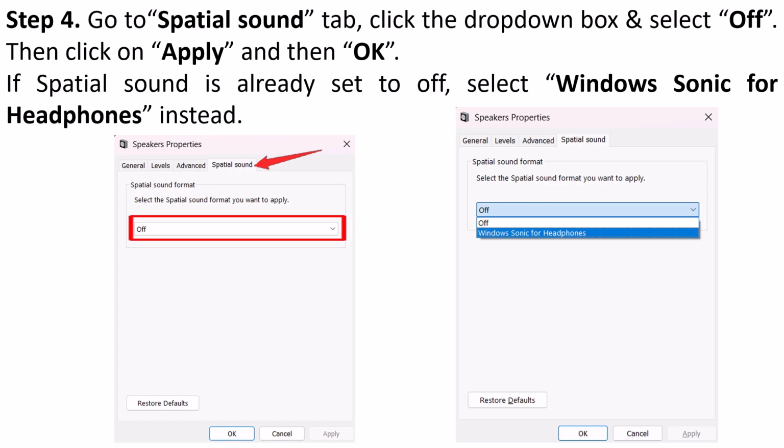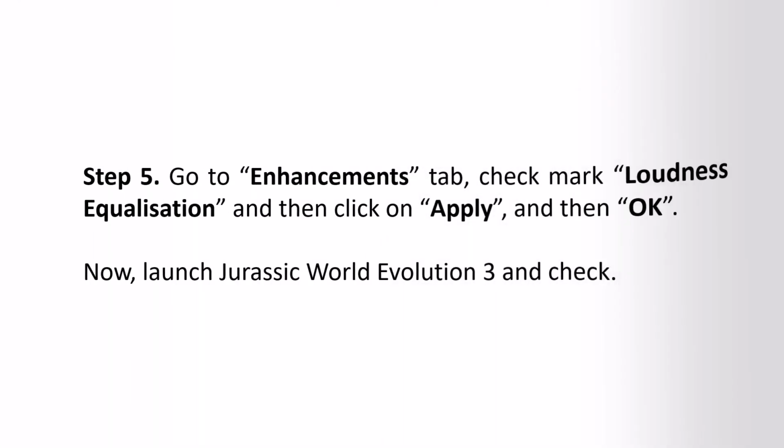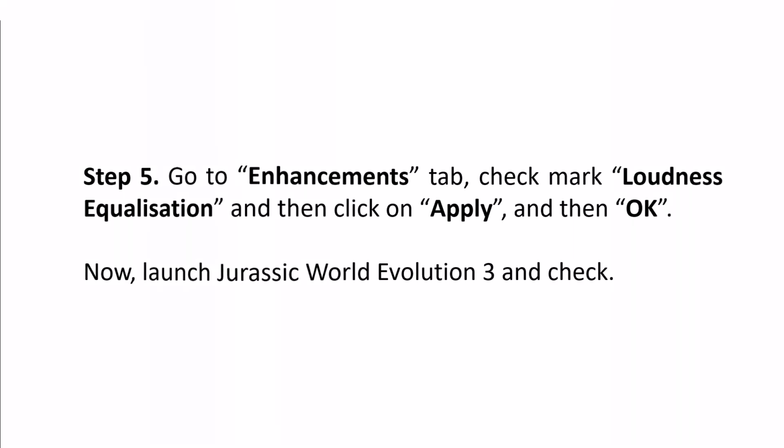If spatial sound is already set to off, then select Windows Sonic for headphones instead. Then go to enhancements tab, check mark loudness equalization and then click on apply and then OK. Now launch Jurassic World Evolution 3 and then check.